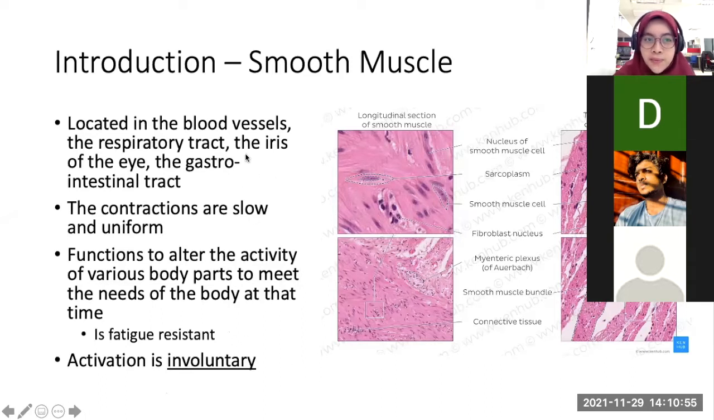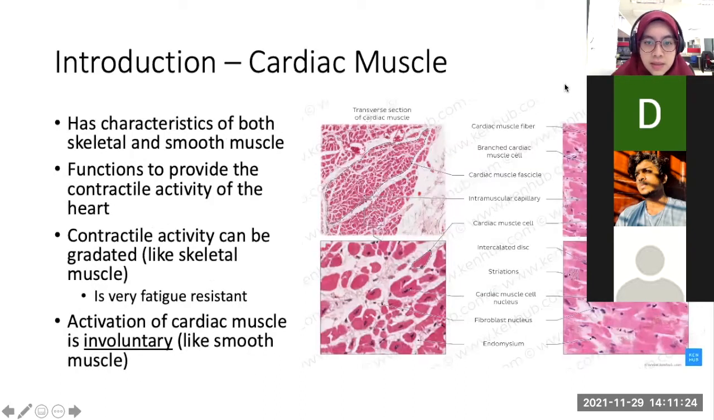For example, if the smooth muscle inside our respiratory tract were prone to fatigue, then at one time, after breathing for a few hours, the muscles may get fatigued and it will stop functioning. So it's very dangerous. So that's why smooth muscles are involuntary and also fatigue resistant, in terms of the activation.